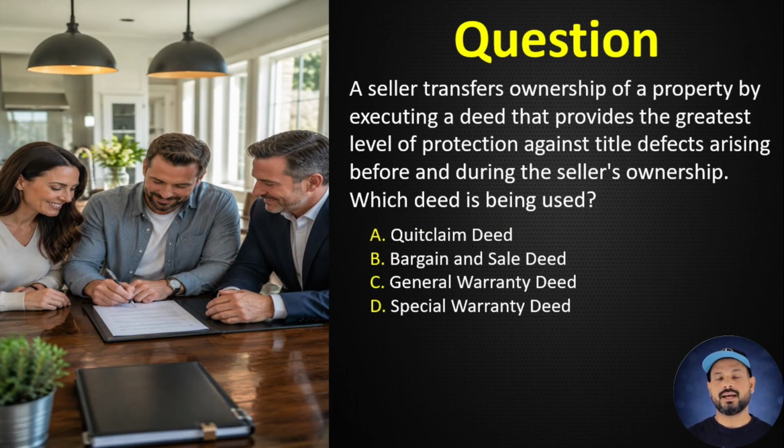Question number 36. A seller transfers ownership of a property by executing a deed that provides the greatest level of protection against title defects arising before and during the seller's ownership. Which deed is being used? A. Quitclaim deed. B. Bargain and sale deed. C. General warranty deed. D. Professional warranty deed. Correct answer C. General warranty deed. A general warranty deed provides the broadest warranties of title.